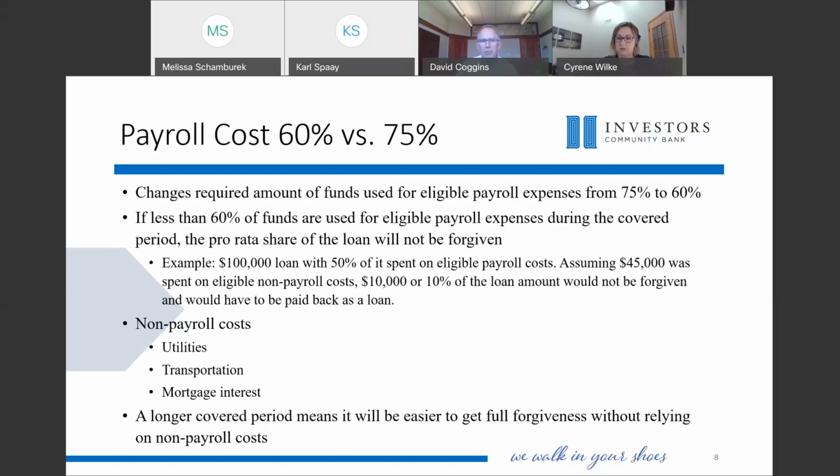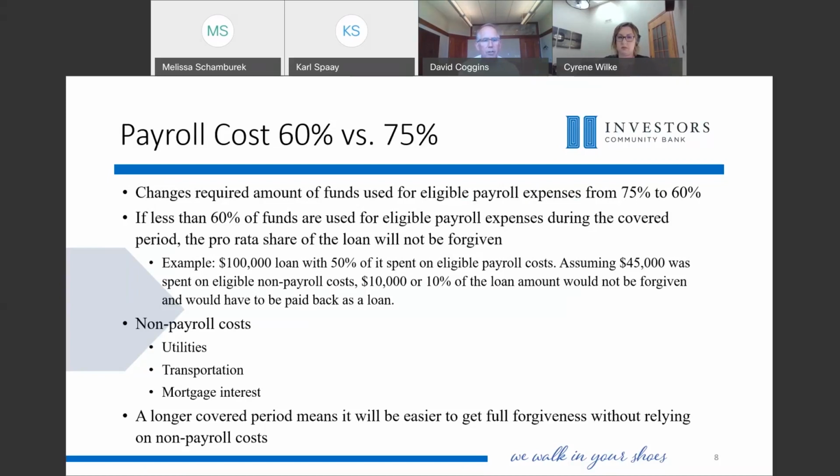So let's use an example. You get a $100,000 loan with 50% of it spent on eligible payroll costs. Assuming $45,000 was spent on eligible non-payroll costs, that means $10,000 or 10% of the loan amount would not be forgiven and would have to be paid back as a loan. Some people have asked, if I owe something, I don't get it all forgiven, say it's a few $1,000s, can I pay it right away or do I have to make loan payments on it? You get to decide. You can pay it right away or you can let it amortize out, whatever you prefer.